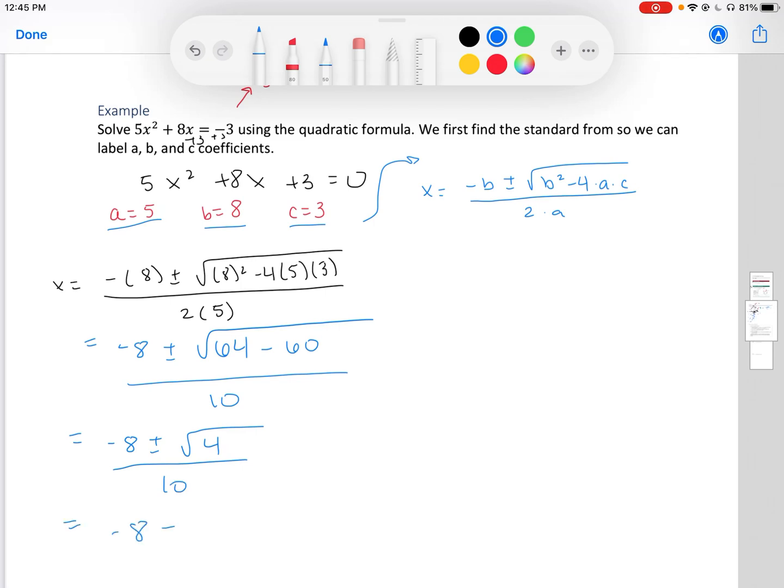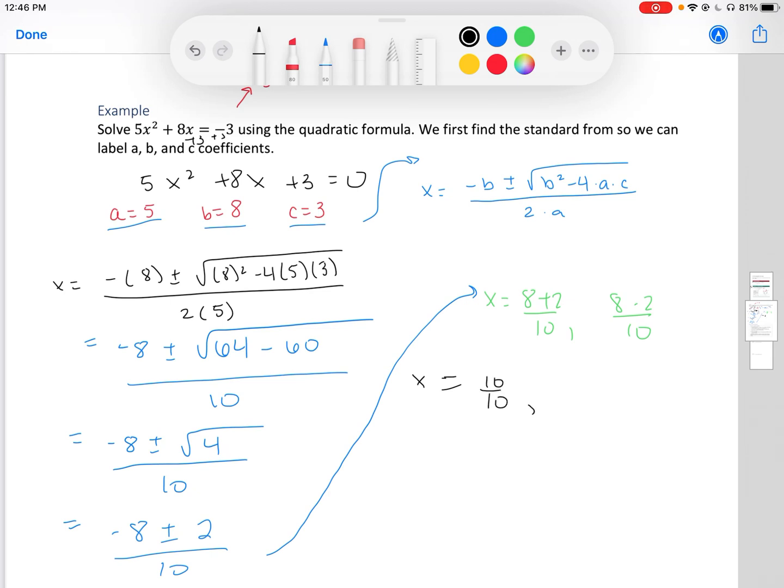I have negative 8 plus or minus the square root of 4 is 2, over 10. So let's finish it off. I have x is equal to negative 8 plus 2 divided by 10 and negative 8 minus 2 divided by 10. So I get x is equal to negative 6 over 10 and negative 10 over 10. And we can simplify them. So I have negative 3 over 5 and negative 1 for my answers for x.